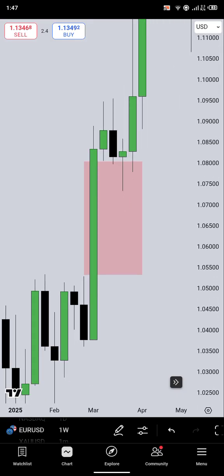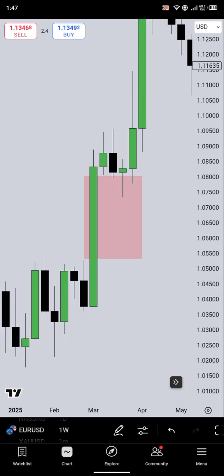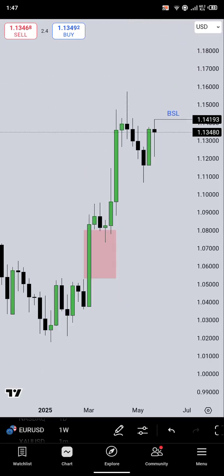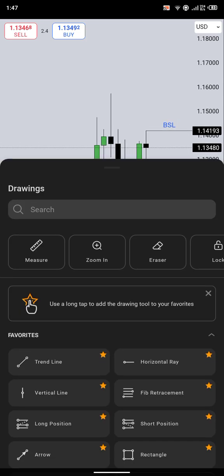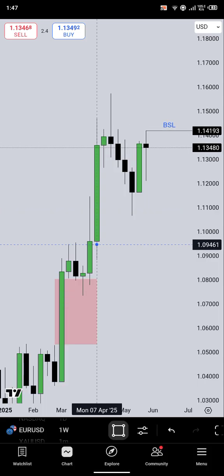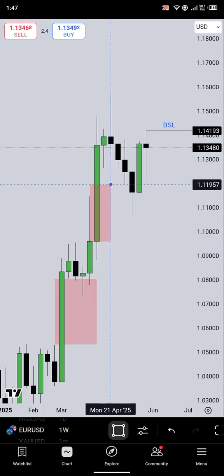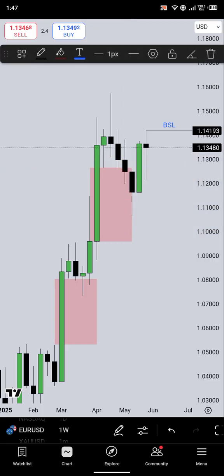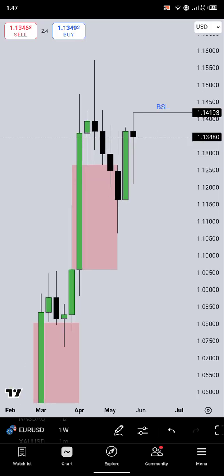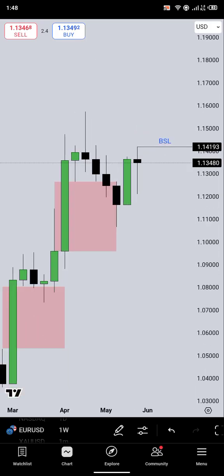So after this massive move we had up here, price created an imbalance, and then we saw price fill that imbalance and then went bullish again. And then after this we had another massive candle. So price still left an imbalance here, which is a fair value gap. So price drew into the fair value gap.